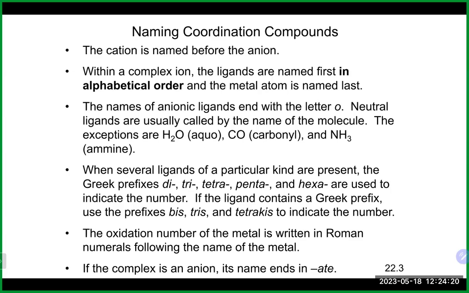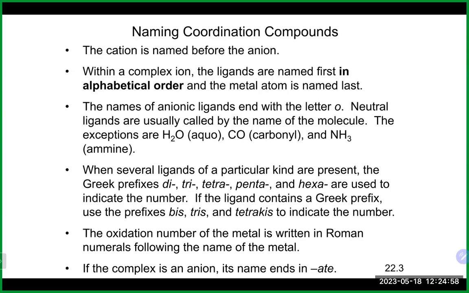And as we'll talk about, we also use the Roman numeral as part of the name of the metal. Any type of anionic ligand typically will end with the letter O, so those are negative guys. Some neutral ligands will also be called by the name of the molecule. There are some exceptions, like water is known as aqua, and some books use aquo. CO is carbonyl. NH3 is amine. So some of these names are used instead of the normal name.